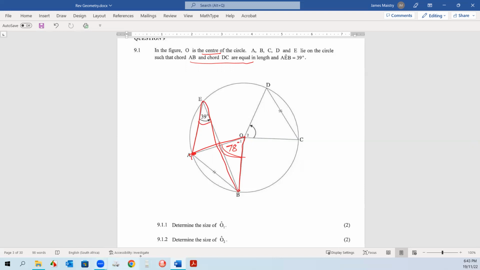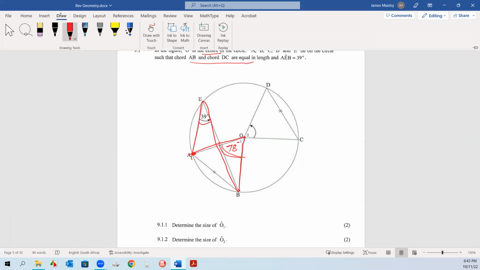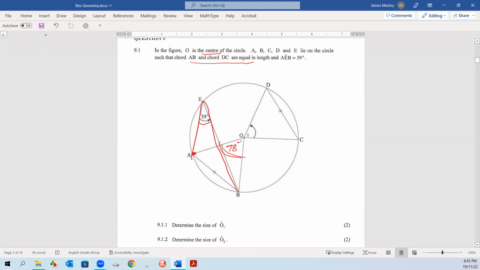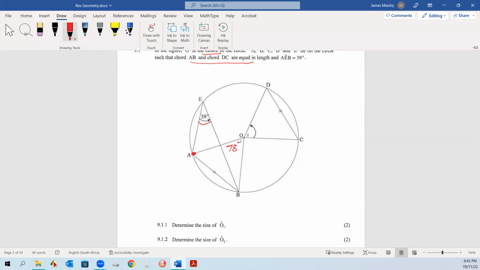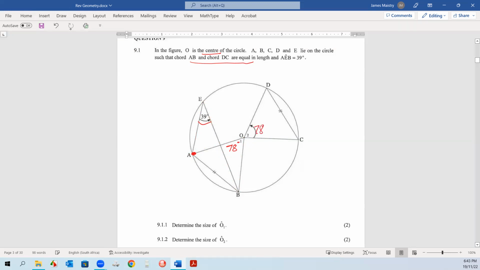The next question is to find O2. Help me out, what is O2? O2 is also 78. Why is O2 78? Equal chords, equal angles, sir. Well done, not vertically opposite now. Equal chords produce equal angles at the center. Okay? Equal chords produce equal angles at the center.